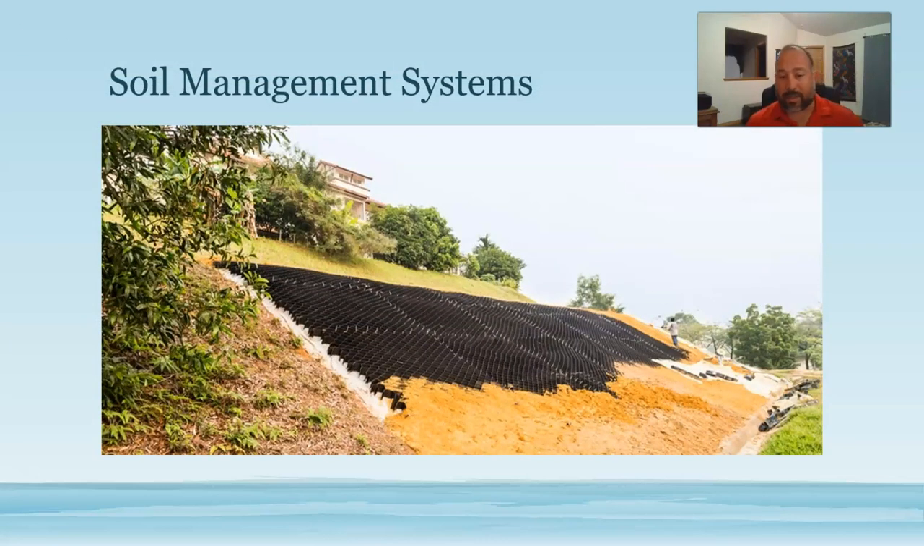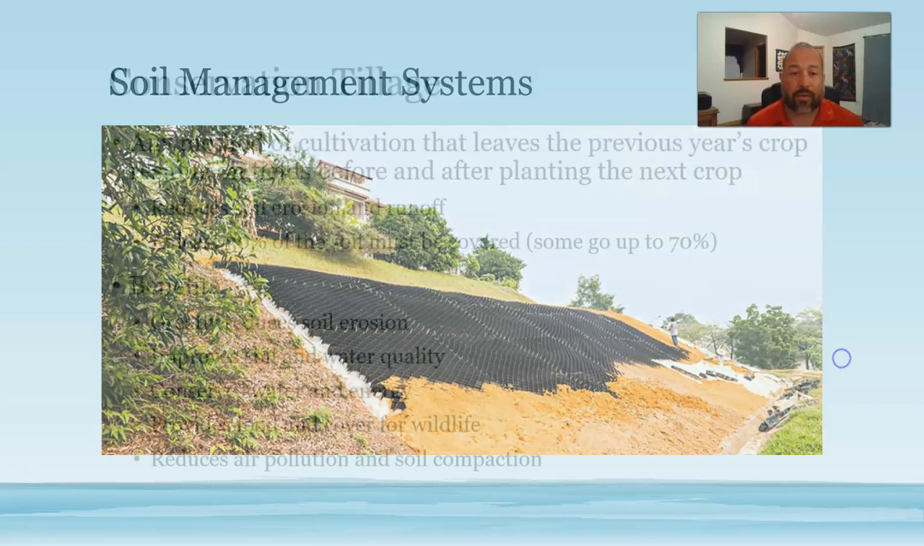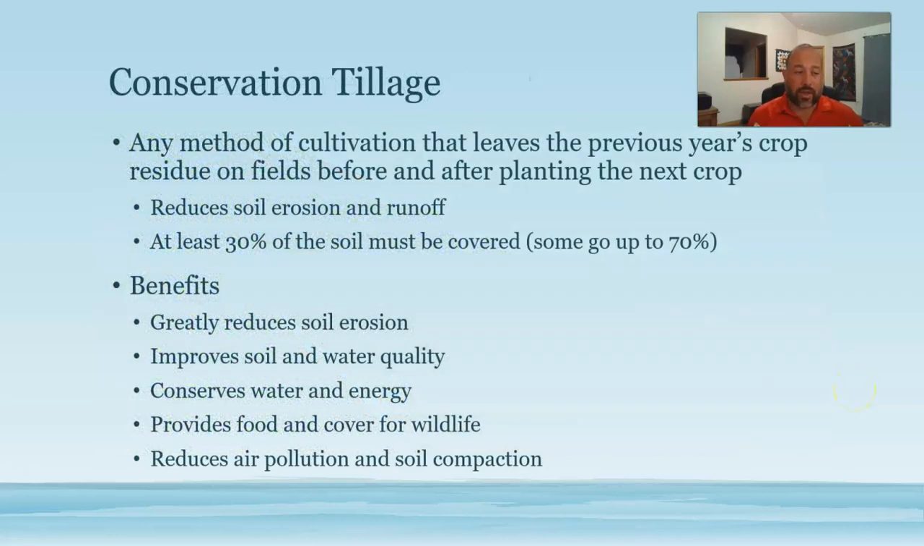In terms of soil management systems, we kind of showed a few things before, but there's all sorts of different ways and different methods of intervening that we've come up with. So let's just focus on a few of them. And so conservation tillage in terms of agriculture is hugely important. When we talk about conservation tillage, we're talking about any method of cultivation that leaves the previous year's crop residue on fields before and after planting the next crop. And when you do this, you're going to reduce soil erosion and runoff. Well, bingo, that's fantastic. That's what we're looking for.